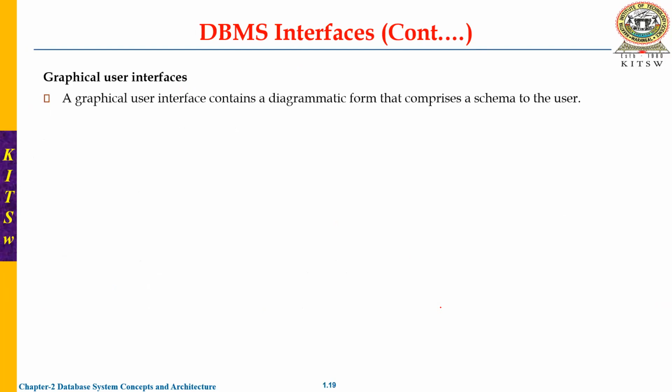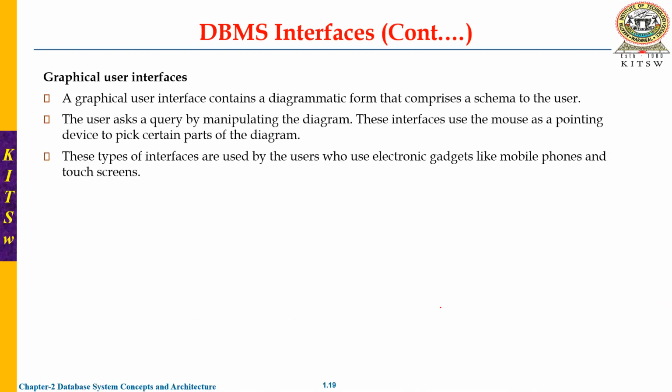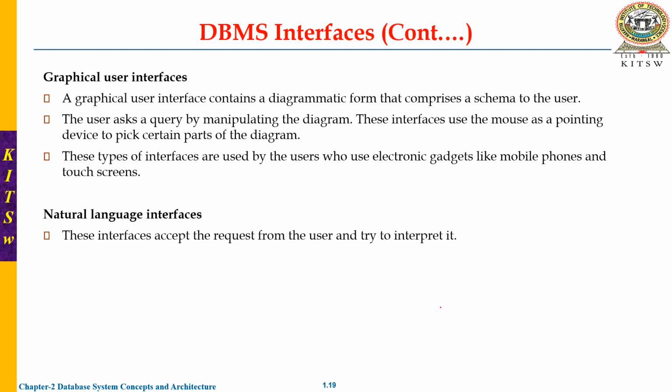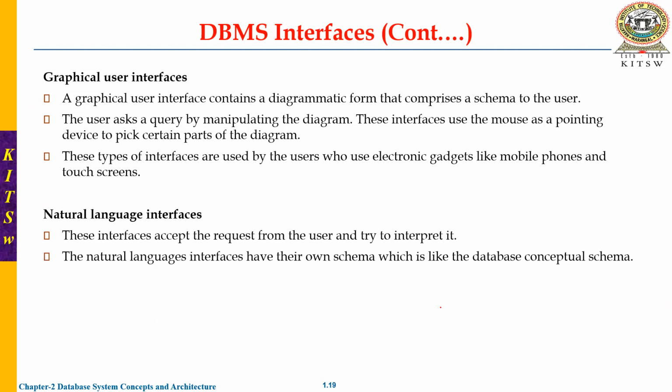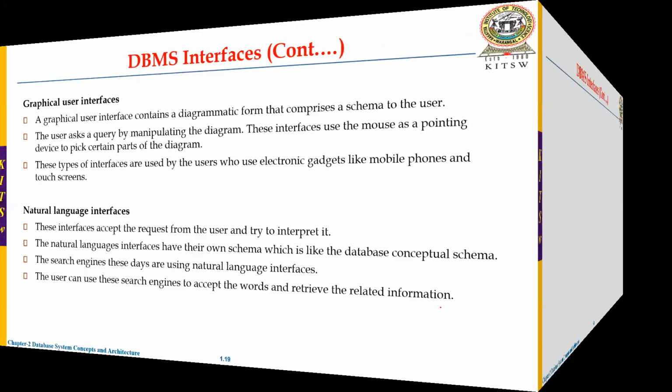Graphical user interfaces contain a diagrammatic form that presents the schema to the user, and the user asks a query by manipulating the diagram. These types of interfaces are used by users who use electronic gadgets like mobile phones and touchscreens. Natural language interfaces accept the request from the user and try to interpret it. The natural language interface has its own schema, which is like the conceptual schema. Search engines these days use natural language interfaces; users can use search engines to enter words and retrieve the related information.